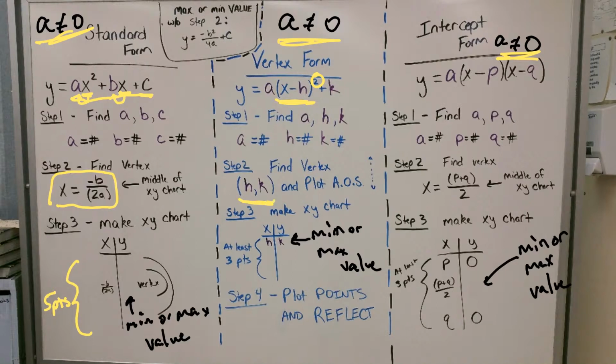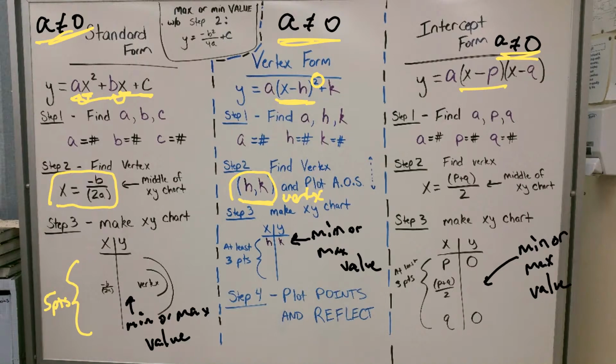Step 2 is really easy. They give you the vertex. Whatever you have, that's your vertex right there. Then you put a dotted line through the middle, and then you make an XY chart. You add 1 to H, you add another one to H, and those are your 3 points. Or you could subtract 1. You use the dotted line to help you reflect.